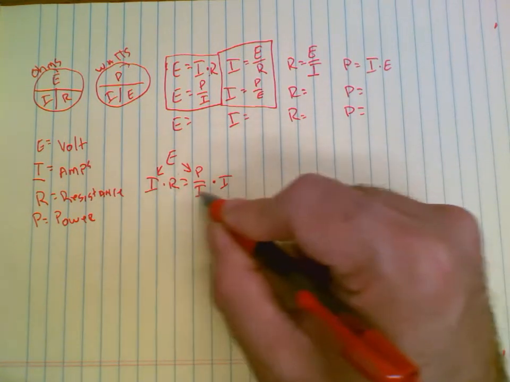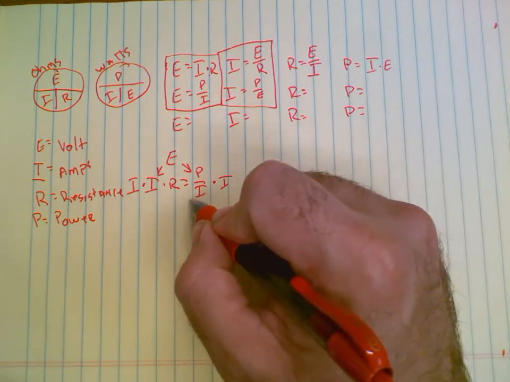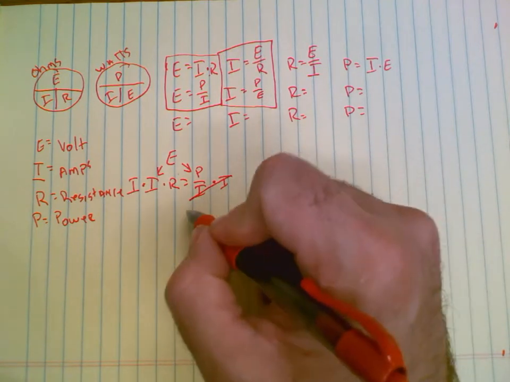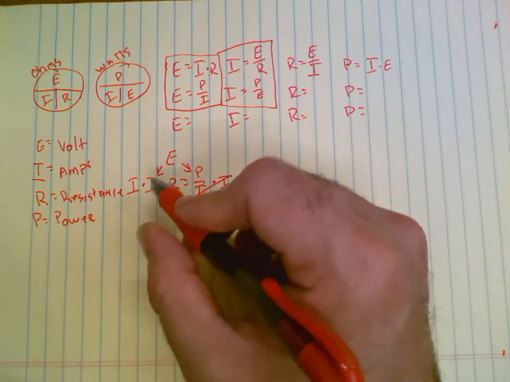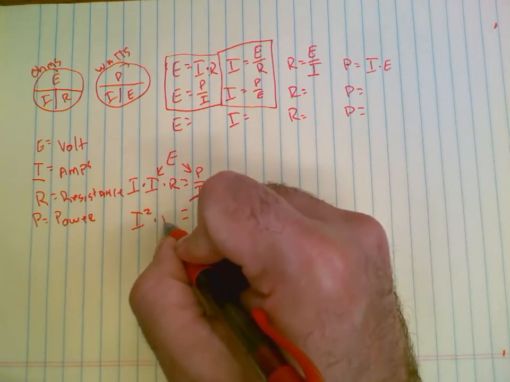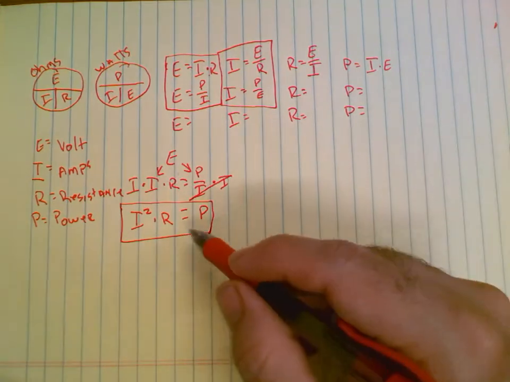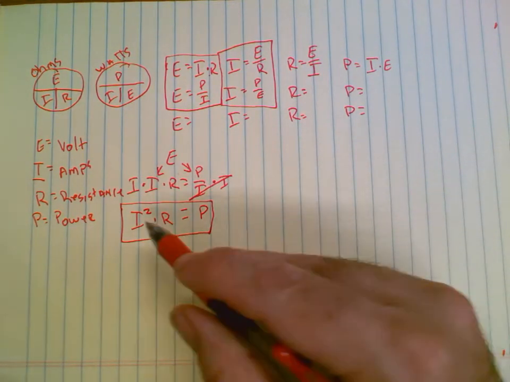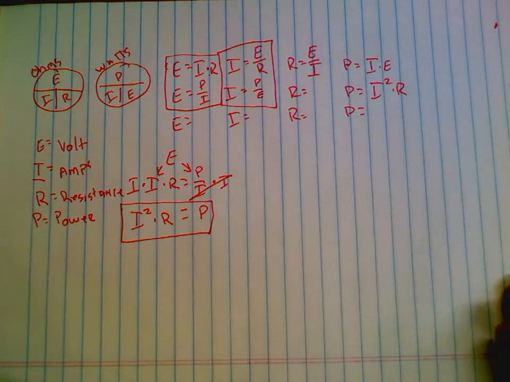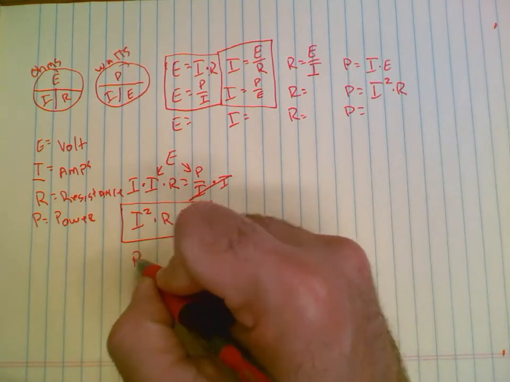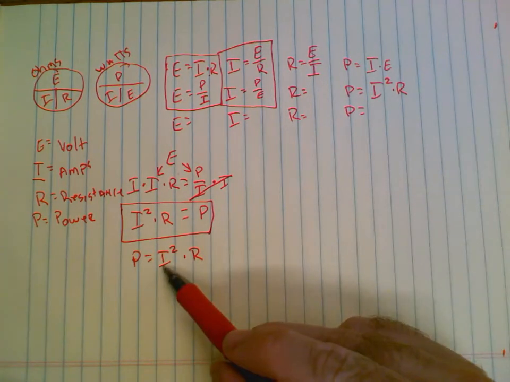And whatever you do to one side of the equation, you also have to do to the other side of the equation. So in this case, on this side of the equation, these two I's cancel out, and we're left with P equals I times I. Well, that's just I squared times R. Okay, so here's our first equation that's derived from the two different laws, I squared times R. And we'll write that over there. So from this equation, P is equal to I squared times R. We can solve for an I, or we can solve for an R.